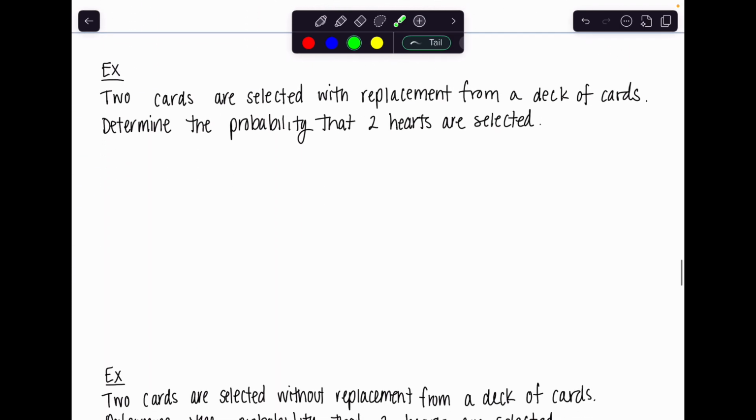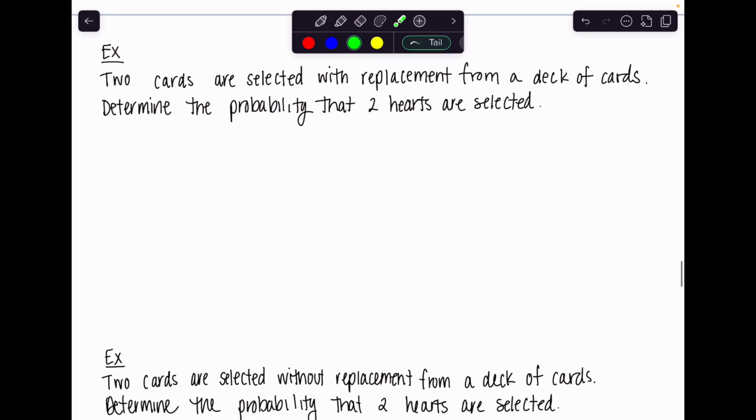So 2 cards are selected with replacement from a deck of cards. We want to determine the probability that 2 hearts are selected. And if you peep at the next example, the word that's going to change is with and without. So with replacement is basically I'm going to shuffle this deck of cards, pull one out at random, observe what that card is, and it goes right back in the deck. Shuffle it again, and then I'm going to draw my second card. So it's basically a reset on the deck of cards.